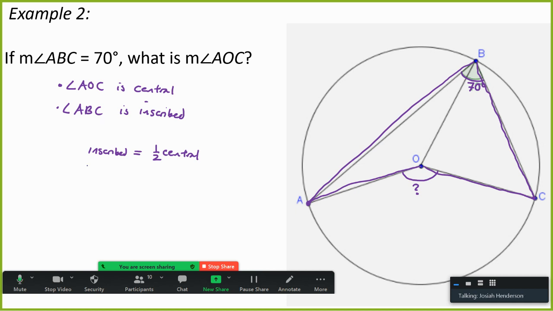We know one of those measures. The inscribed one is 70 in this case. And that's equal to half of the central, which is the one they're asking about, AOC. So instead of dividing 70 by 2, we need to actually multiply both sides by 2 to clear out that fraction. So 2 times 70 is 135, I think. No, it's 140. I can't do math. Nice. So 2 times 70 is 140. And then on the right, 2 over 2 is gone. And that's our central angle, measure of angle AOC.